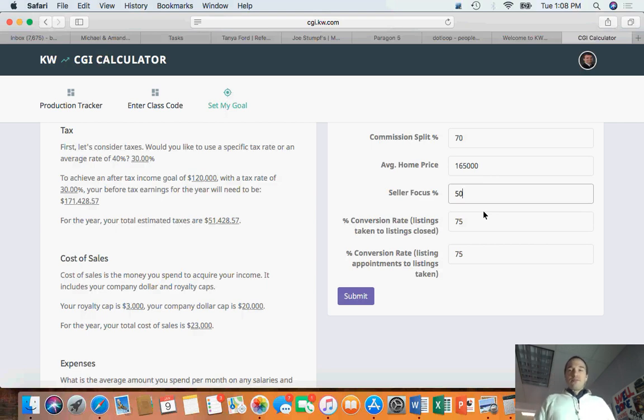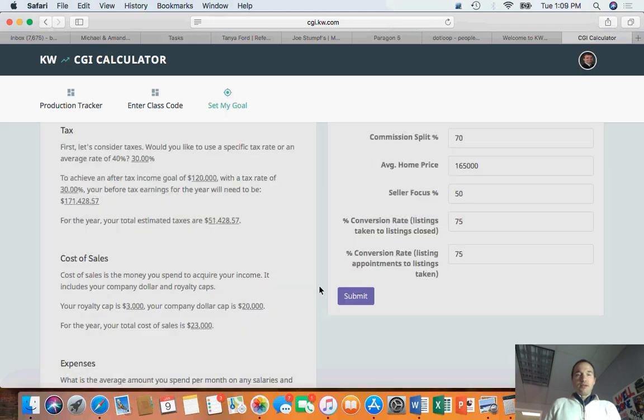into this calculator. And then here are the average conversion ratios. Percentage conversion rate, listings taken to listings closed, 75%. And conversion rate, listing appointments to listings taken. Now, if you don't know what your numbers are, just leave it as it is with the 75%. And then you're going to hit Submit.